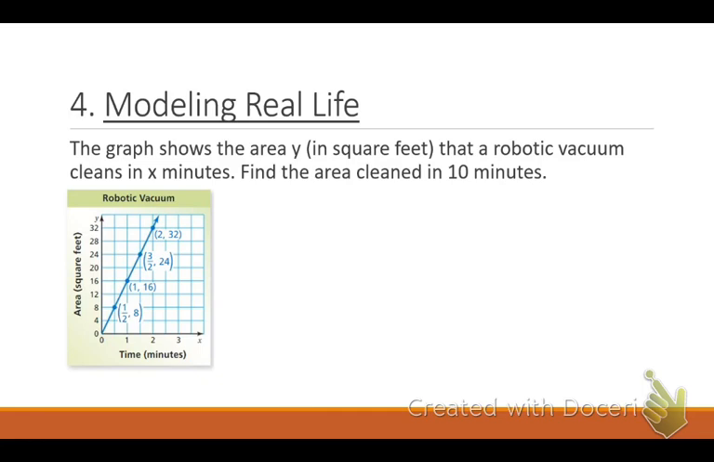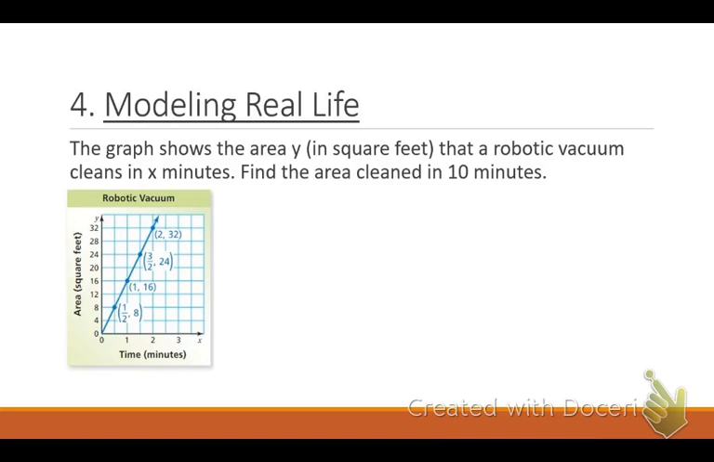Modeling real life again. Anybody have a Roomba? It's a robotic vacuum. Okay, yeah. Okay, where it just goes around the house, and yes, it's very nice, especially when you have kids or pets that track into the house. It's really nice. You can turn it on and leave. All right, we'll share stories in a minute.